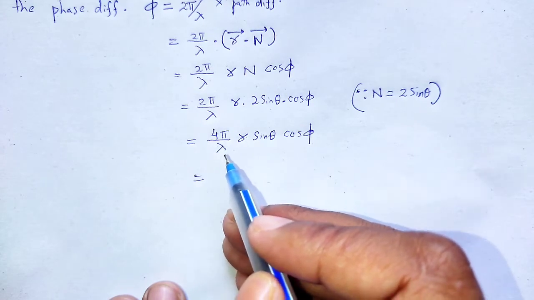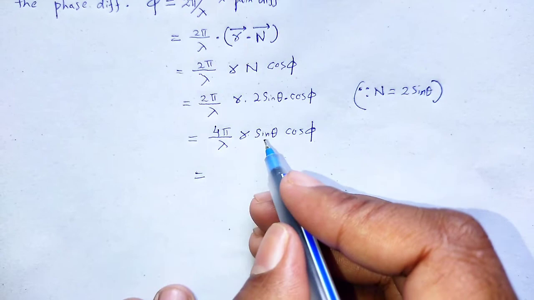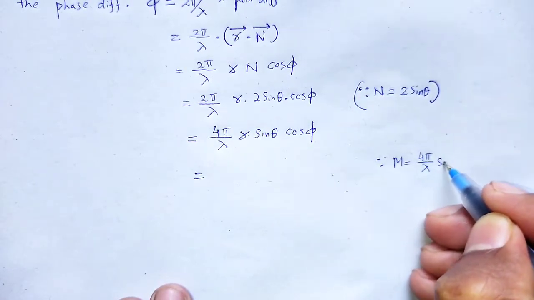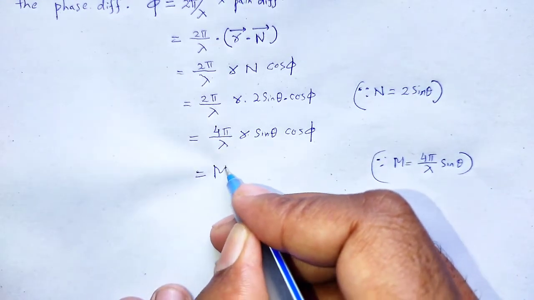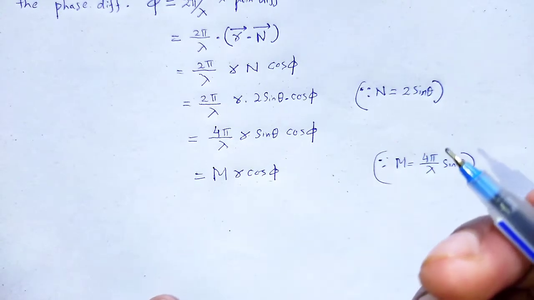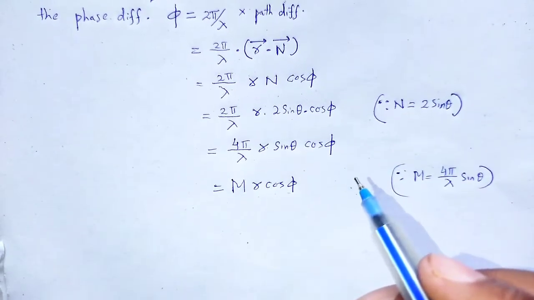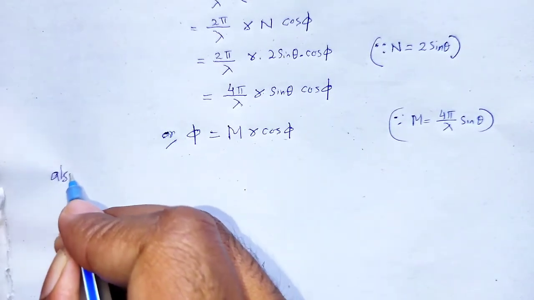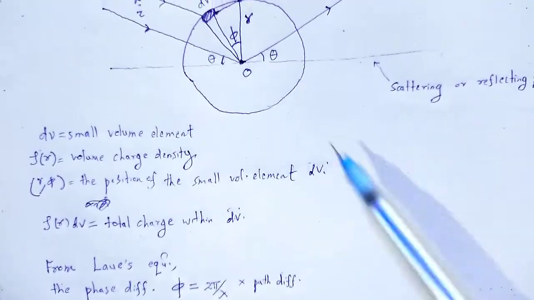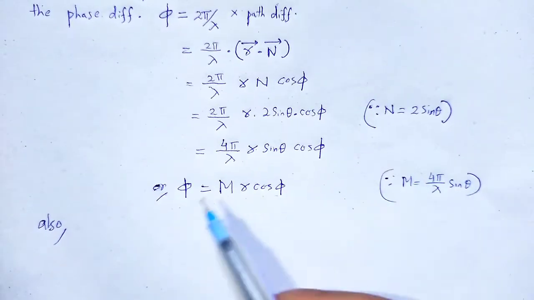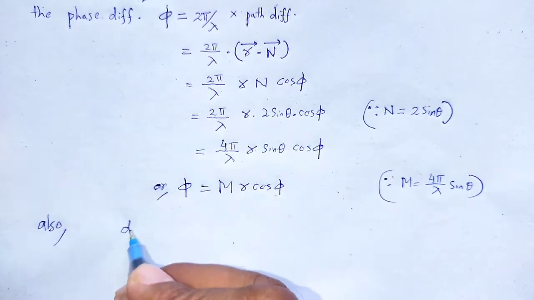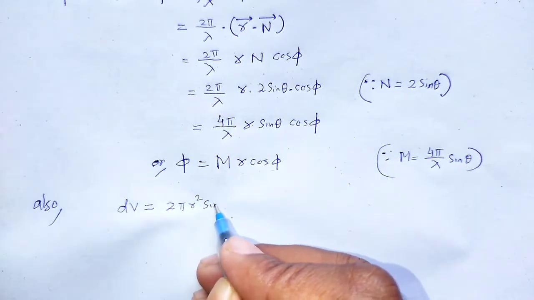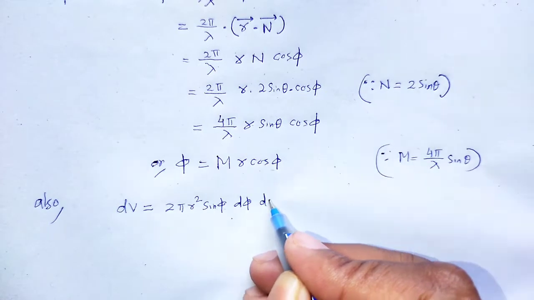Four pi by lambda sin theta is equal to m. So we have m r cos phi as the phase difference phi. Also, the volume element dV is equal to 2 pi r square sin phi d phi dr.